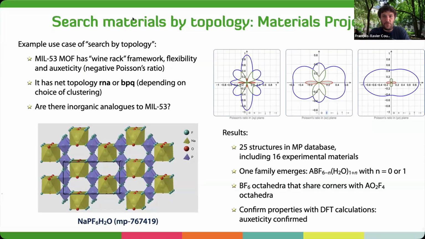So we thought, maybe there are inorganic materials that have the same topology and the same sort of wine rack structure. So the topology, depending on how you decompose it, is either called RNA or BPQ. That's the names. That's the 3-letter codes. Not very useful if you don't know them. But anyway, so we said, can we look at the database of inorganic structures and try and find some inorganic analogs to MIL53? And do they have the same properties?